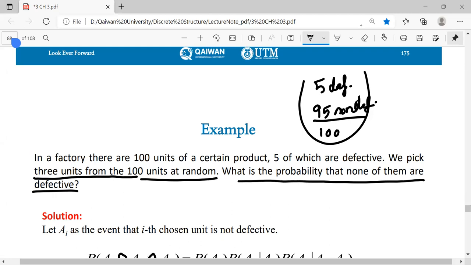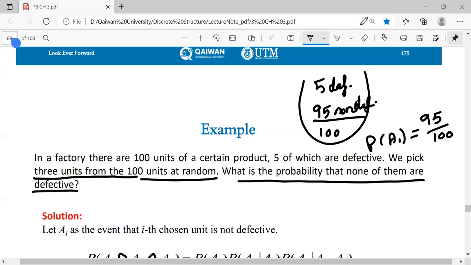When we choose the first one, probability of A1 equals 95 of 100. Why? Because we have 95 non-defective and the total number of products is 100. We choose this one, then we choose the second one.